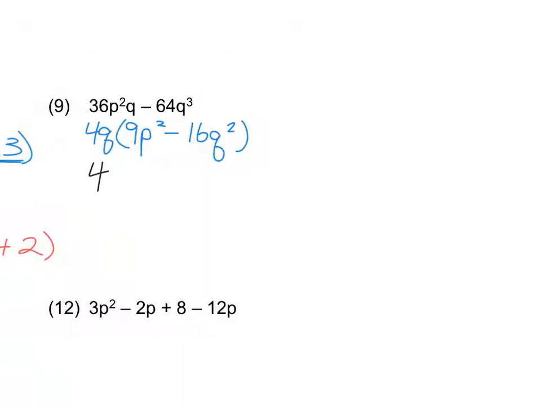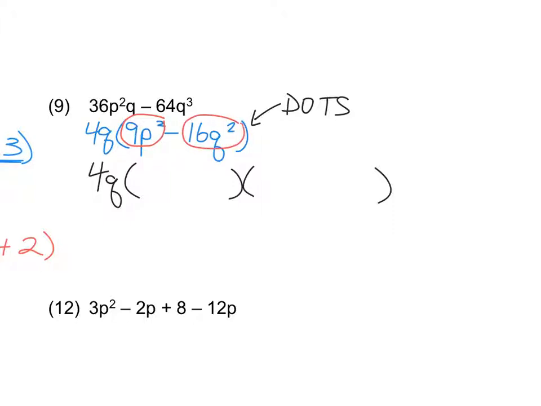So we have 4q. This is the difference of squares. We're going to factor by taking the root of each of these two. 3p, and 3p. 4q, and 4q. And then one minus and one plus. Doesn't matter which is which.